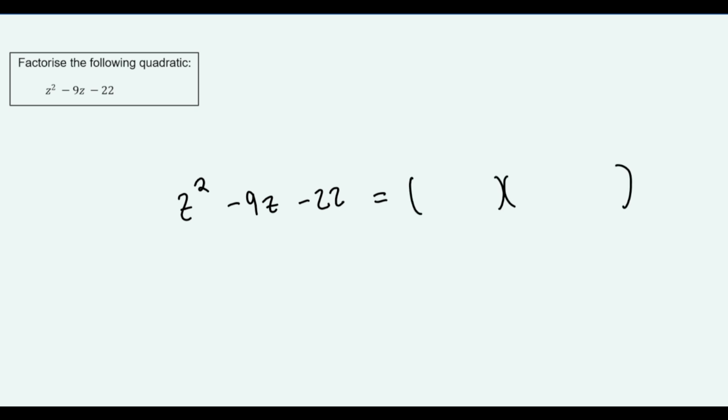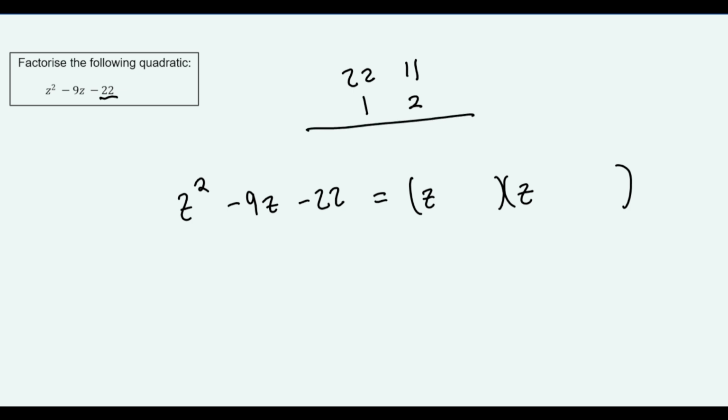Okay, let's look at the last case when there's two negatives. So this one wants us to factorize z squared minus 9z minus 22. We still write our two brackets. I'll write z and z. Now let's look at the factors of 22. You can have 22 times 1 is 22, or 11 times 2 is 22.